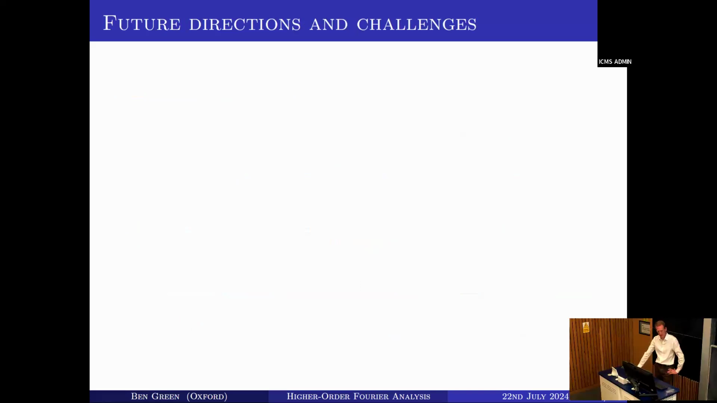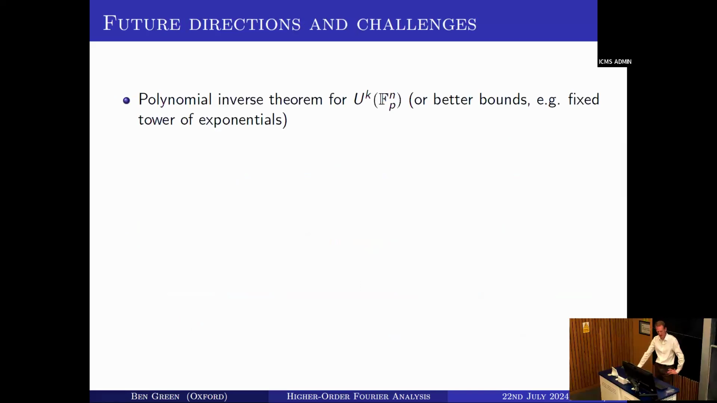So then finally, what are some future directions and challenges? Well, I'll just name a couple. So one obvious one is a polynomial inverse theorem for the UK norm over finite fields, and also better bounds such as a fixed tower of exponentials. Maybe you've now done this. Have you? Well, we don't have it for the low characteristic, but it's a fixed number of exponentials for any k for high characteristic. Okay, so we'll be hearing about that later. But yeah, still the polynomial inverse theorem.